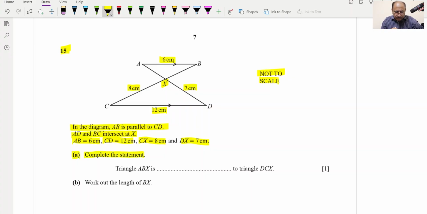A part, complete the statement: the triangle ABX. Now triangle ABX is which one? ABX is basically this triangle. And the other triangle is this one. If we shade this, these two triangles they are talking about are basically similar triangles. So we will write here similar to triangle DCX.